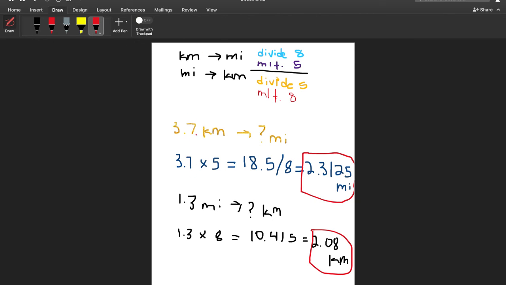So here we had 3.7 kilometers. We had a smaller mile value. And here when we had 1.3 miles, it's a higher kilometer value. And that means we're most likely right.